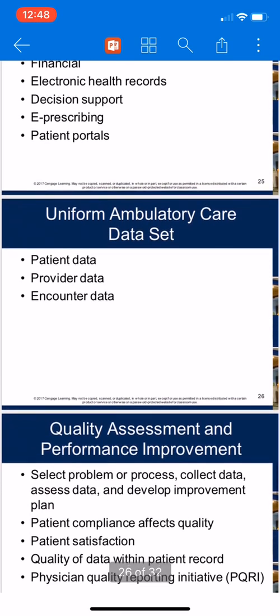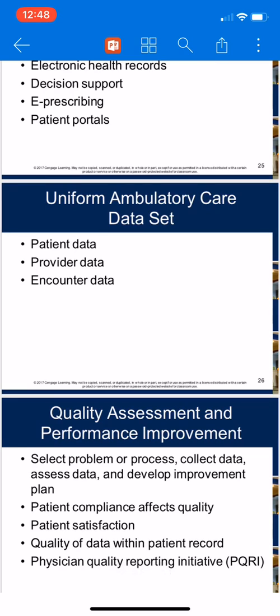All right, and let's drop down to our data set. So we learned in health records that the Uniform Ambulatory Care Data Set is our data set for outpatients. In many settings, minimum data sets have been developed to provide guidance on the information that should be kept in patients' records. In ambulatory care, the Uniform Ambulatory Care Data Set, or the UACDS, has been introduced to serve that purpose. This data set includes the three main types of data: patient data, provider data, and encounter data.